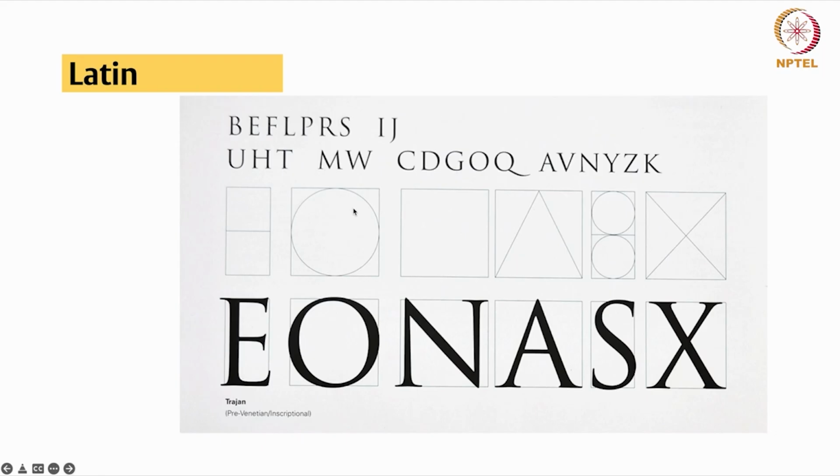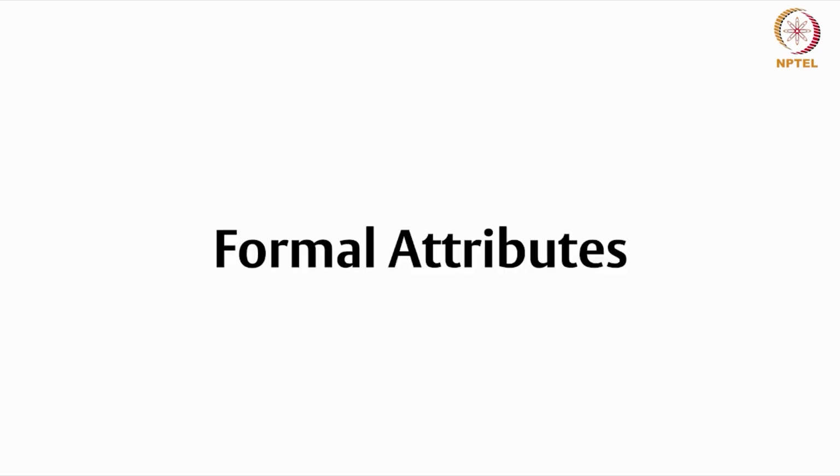Similarly, based on different attributes, the grouping can again happen, right? Different kinds of forms, characters or different kinds of parts a letter carries. Accordingly, one can group those letters. So let us discuss some more formal attributes important for letter form construction.